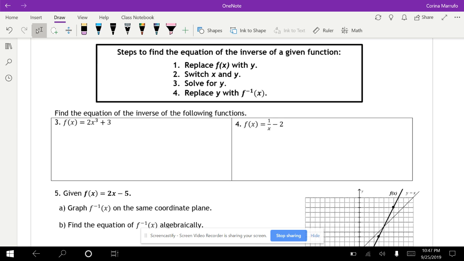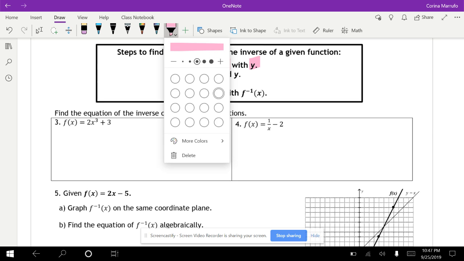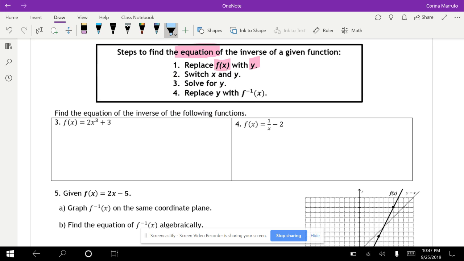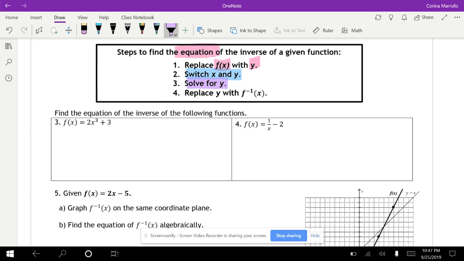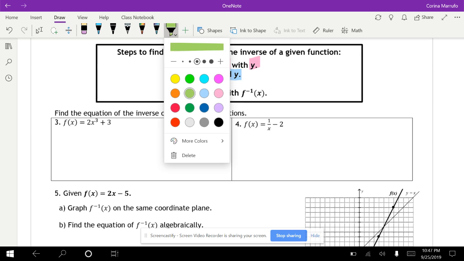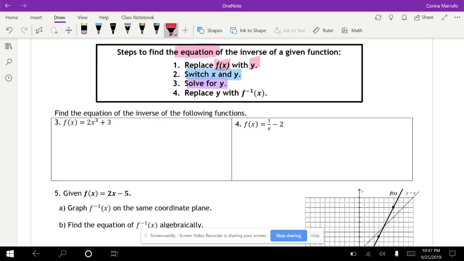So here are the steps, not just by looking at the graph, but to actually find the equation just using the equation itself, not using a graph. These are the steps. So you start off with replacing f of x with the y. Then your next step is going to be to switch x and y. Okay, from there, your third step is going to be to solve for y. And then your last step is to go back and replace with f inverse of x. Okay, so let's go ahead and do the first example.